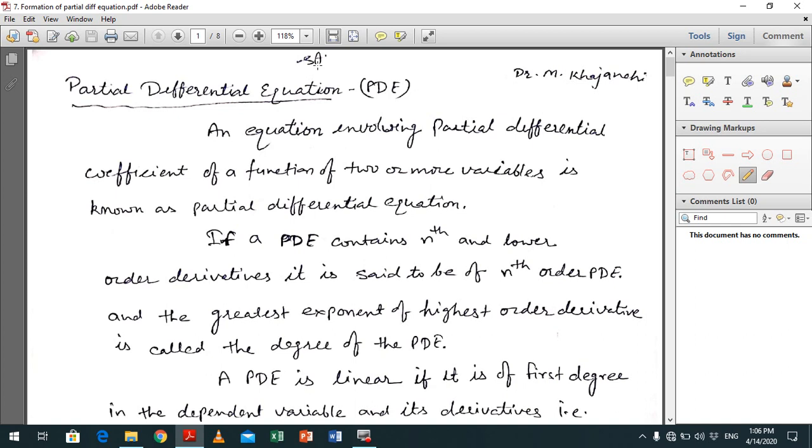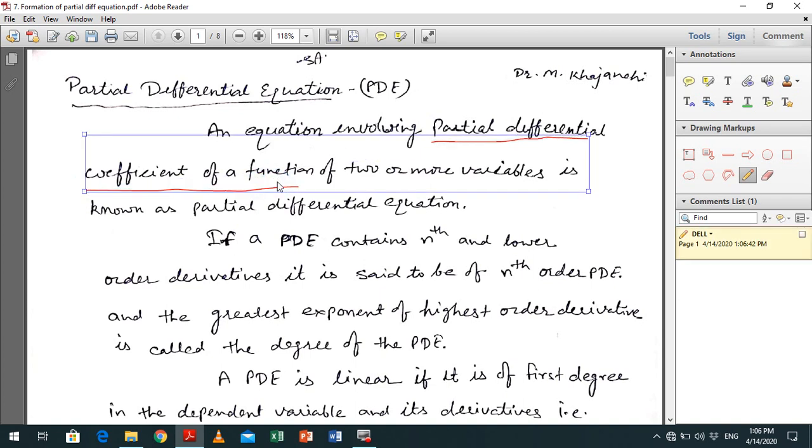So first, what is a partial differential equation? A differential equation which contains partial order derivatives is known as a partial differential equation. Here, the differential equation contains partial differential coefficients of some function, and that function is a function of two or more variables. Then such type of equation which contains partial derivatives is known as a partial differential equation.